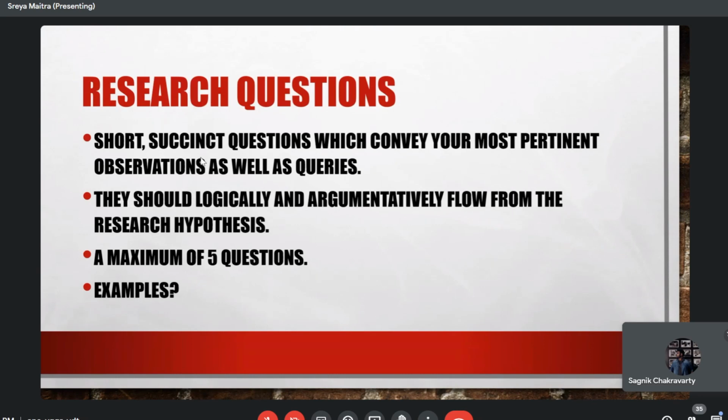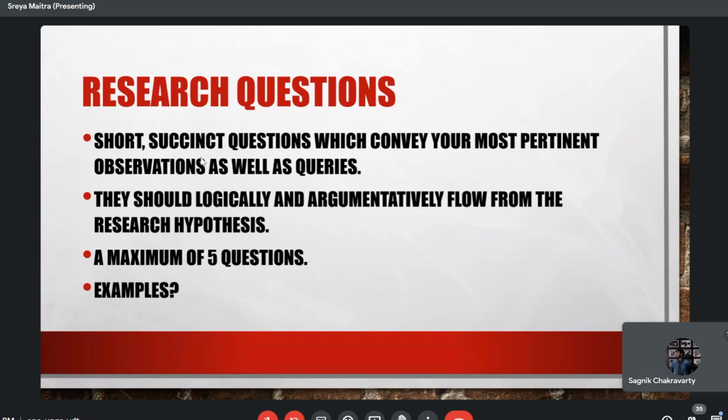Or at least you're saying that the jury is out there. Just because the NEP has been implemented doesn't mean that we should all be happy about it. We have to see what are the challenges in implementation that are yet to come. So, short, succinct questions which convey the most pertinent observations as well as your queries, because those queries are what will form your dissertation, and they should logically and argumentatively flow from the research hypothesis. If you have 5 research hypotheses, you should have 5 research questions. There should be parity.